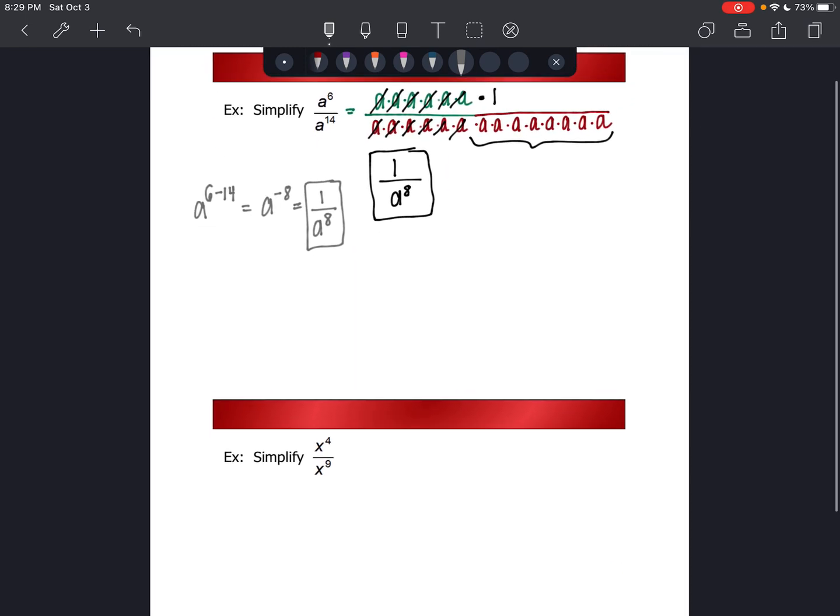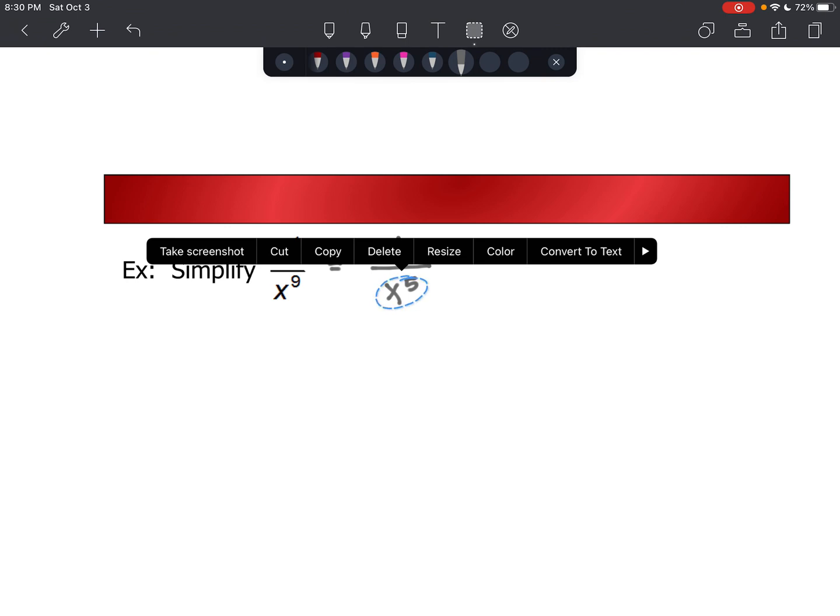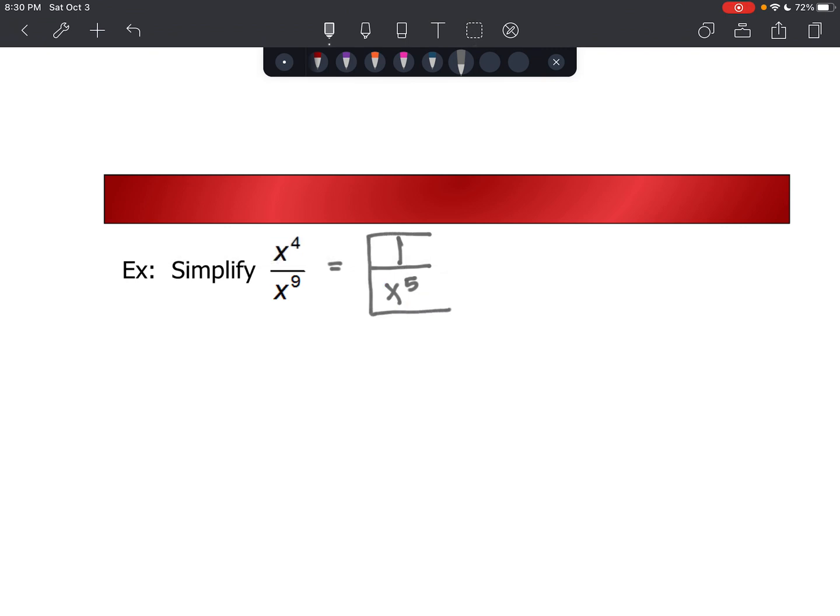Let's try another one of those. X to the 4th over x to the 9th. Well, all 4 x's in the numerator are going to cancel out, leaving me a 1 in the numerator. And then how many x's will I have left over in the denominator? I will have 5 of them left over. So that's 1 over x to the 5th power.